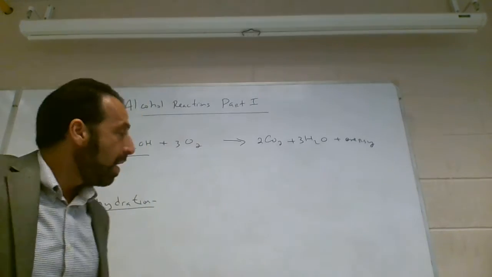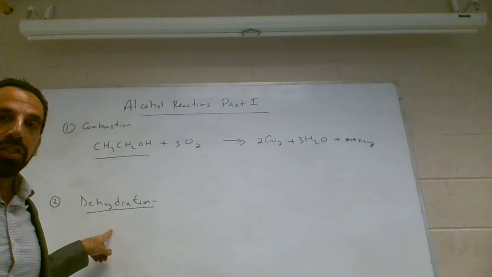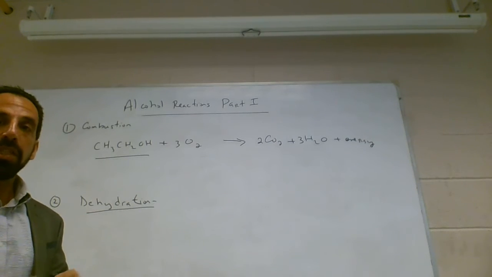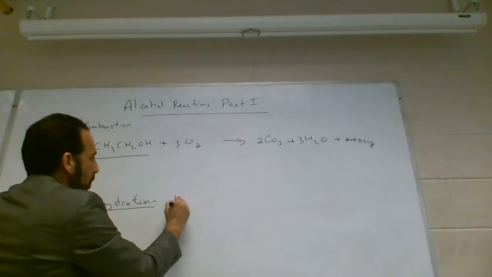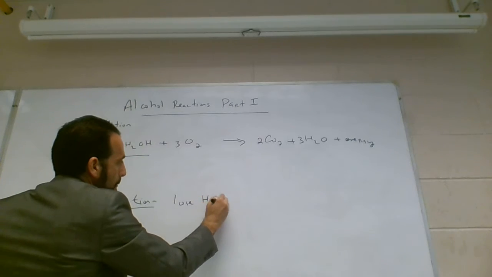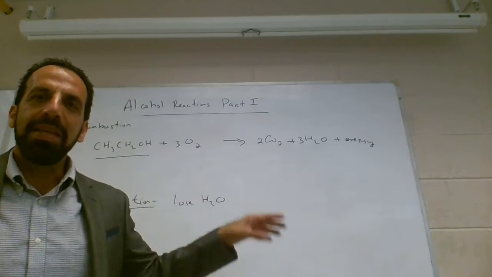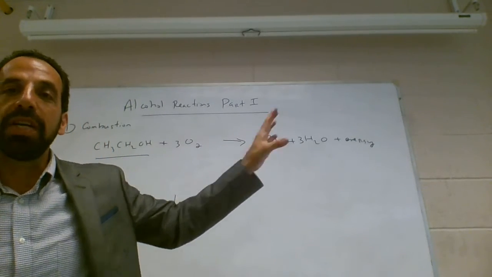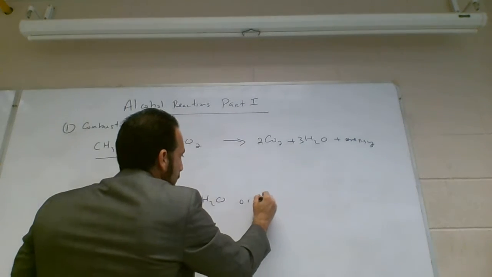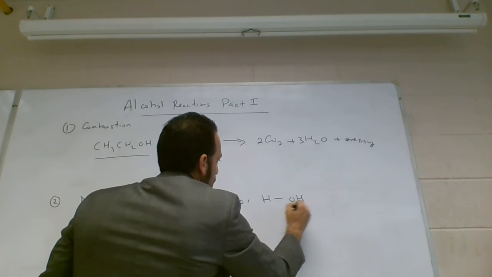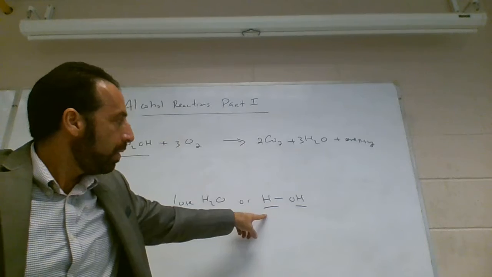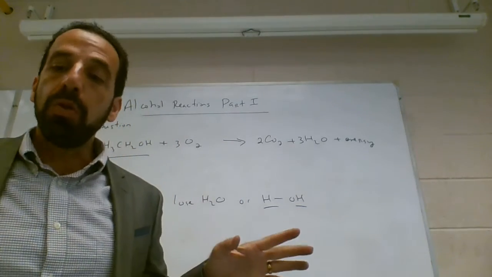So let's go ahead and look at the second type. The second type is going to be dehydration. When you have dehydration, it means you lose water. So we're going to lose H2O. A better way of looking at it is you lose an oxygen, a hydrogen, and an OH, or we can say HOH. One carbon will lose a hydrogen, and another carbon will lose an OH.